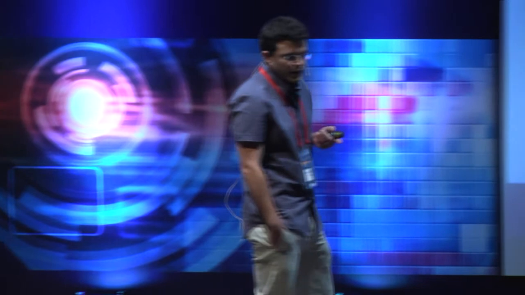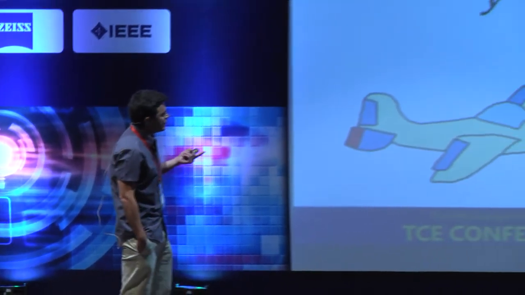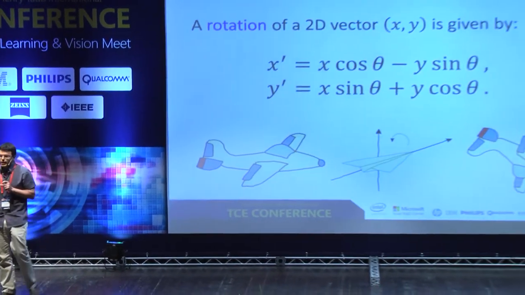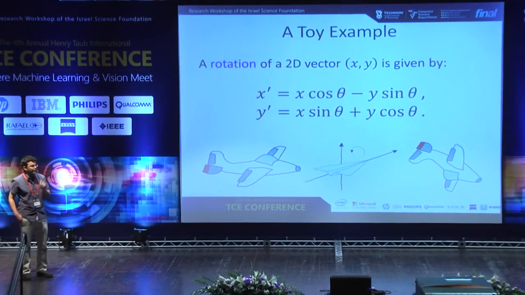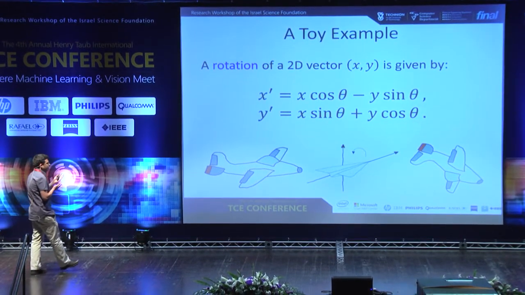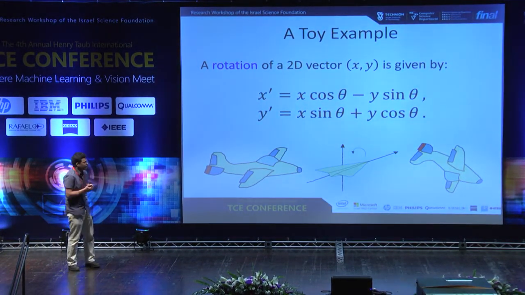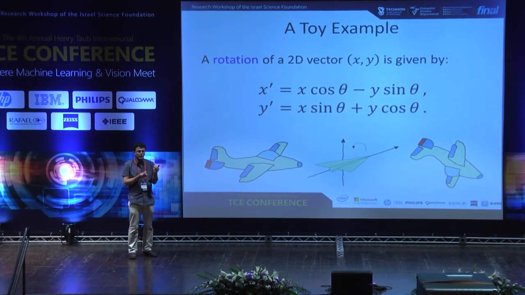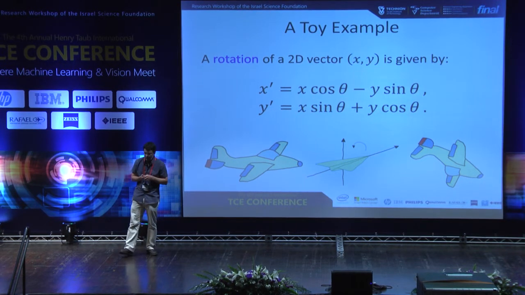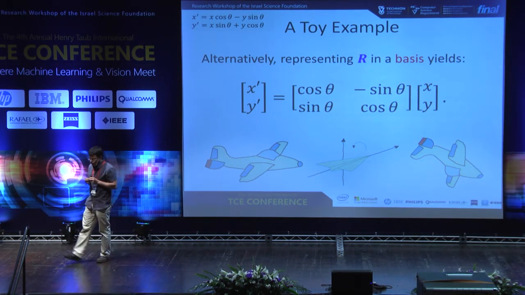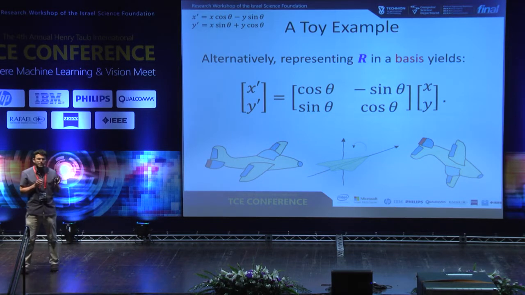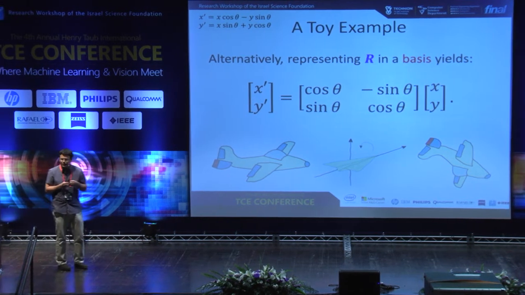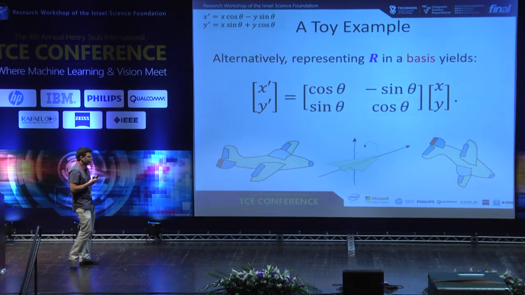In this example, I have this airplane here, and this is basically a 2D vector. And we want to talk about a 2D rotation along some axis by some angle theta. We all know that the equation for this rotation is what is written here, which maps the coordinates x, y to x', y'. Now, if we rearrange the quantities, we can construct this rotation matrix R, which is the same as we had in the previous slides, but now we have an operator.